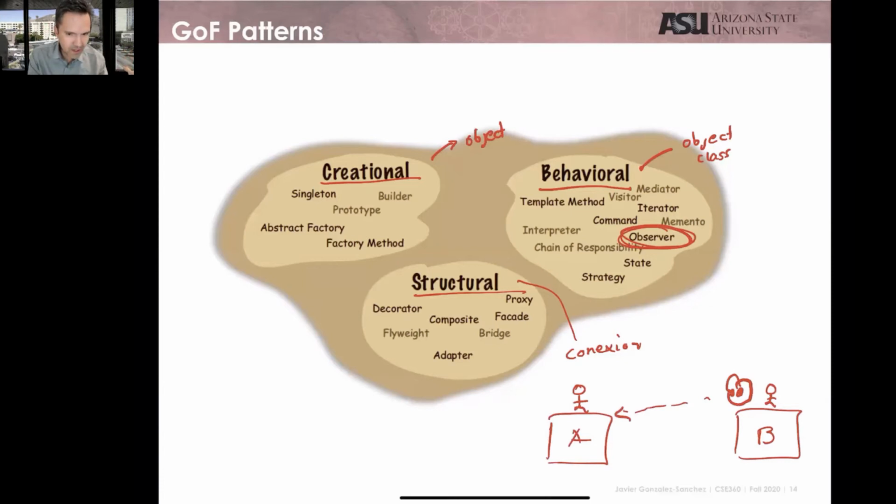How do you program that? There is a class diagram for that. Observer. We're going to review it.